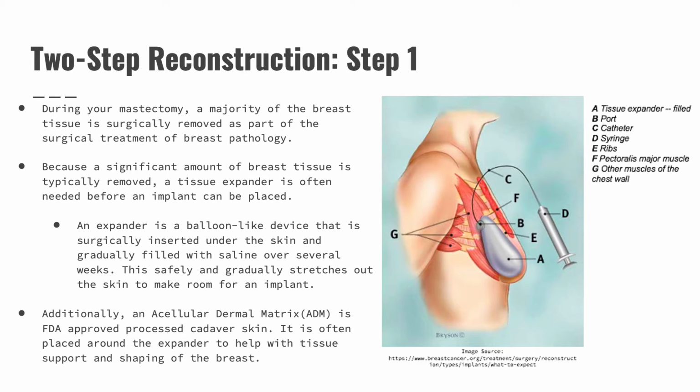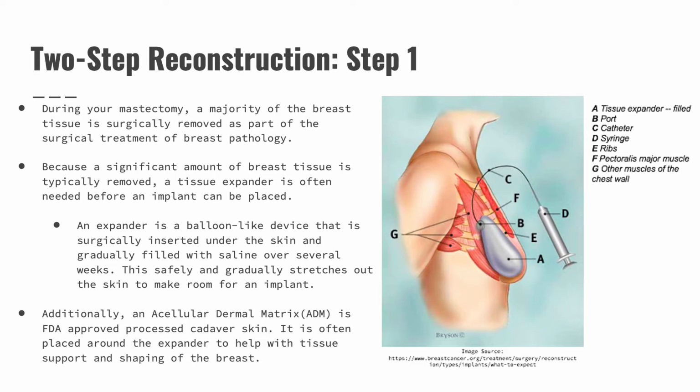Additionally, an acellular dermal matrix, or ADM, is FDA-approved processed cadaver skin. It is often placed around the expander to help with tissue support and shaping of the breast. One advantage of having a tissue expander is that you get to see the changes to your shape over time and can decide when you are happy with the shape that will then be exchanged with an implant.